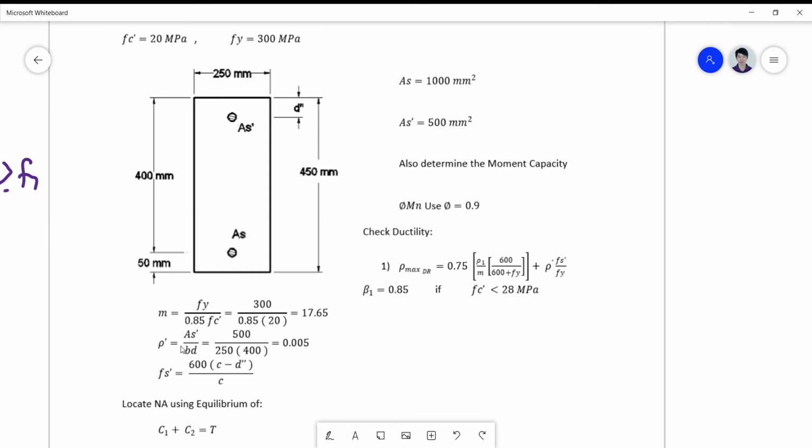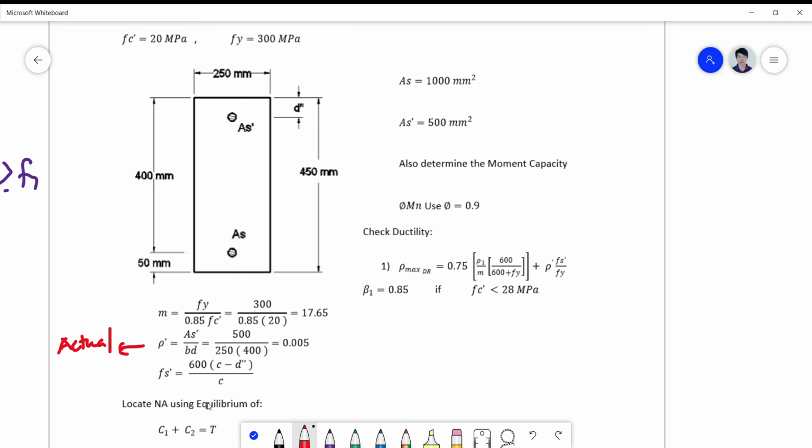You solve for parameter m, fy over 0.85 f'c, so this is 300 over 0.85 times 20, which is 17.65. And rho prime is simply solved. This is now the actual steel reinforcement, As prime. When there's a prime there, you also must have a prime there. So you use 500 divided by 250 times 400, which equals 0.005. Your fs prime can also be computed on the basis of 600 times (c minus d double prime) over c.